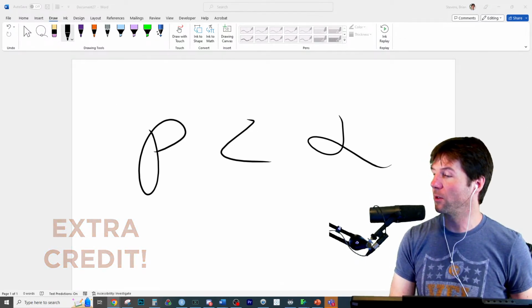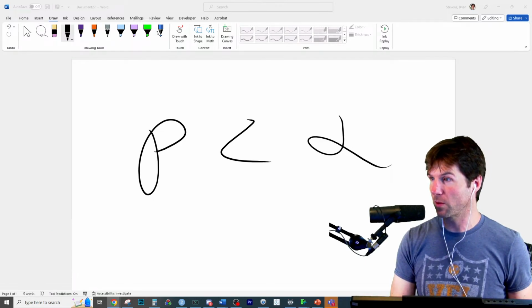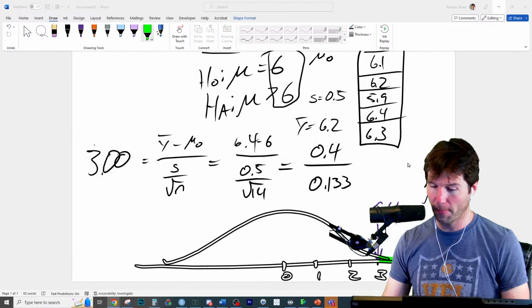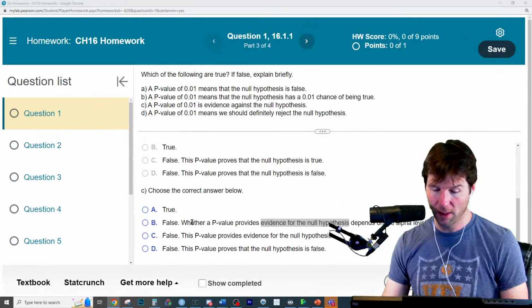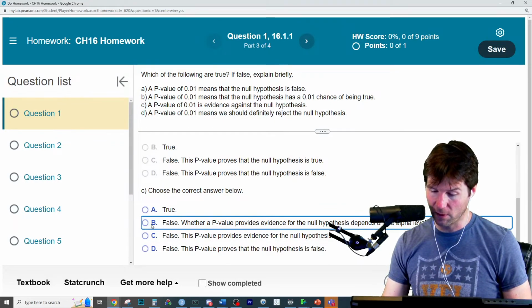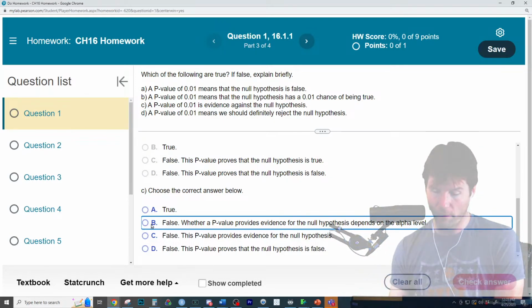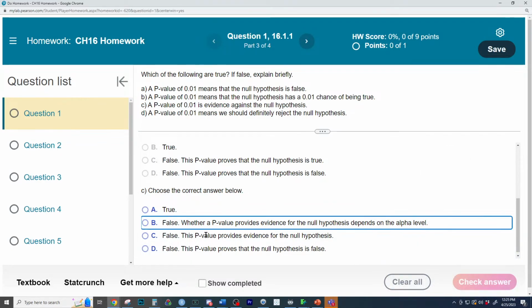These are the things to understand beyond just getting the questions right. So hopefully we're understanding the problems a little bit more in depth. False. Whether the p-value provides evidence for the null. No, we don't do evidence for the null. This p-value provides evidence for the null. Wait, what? Whether a p-value provides evidence for the null.